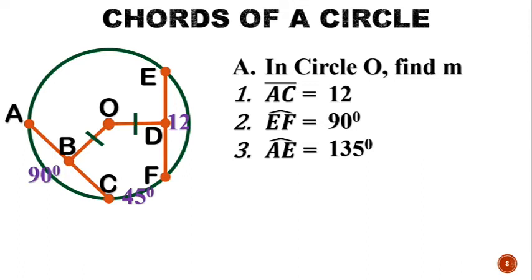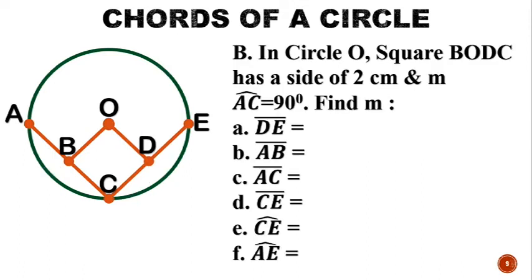Let's have another example. In circle O, square BODC has a side of 2 centimeters and the measure of arc AC equals 90 degrees. Square BODC, ito. This is the square. It has a side of 2 centimeters. So, ano yung measure ng bawat side? That's 2, 2, 2, and 2. Square yan eh, so pare-parehas.